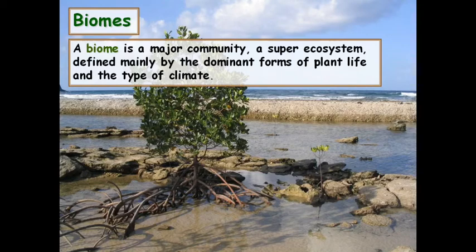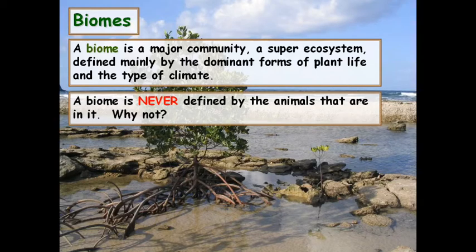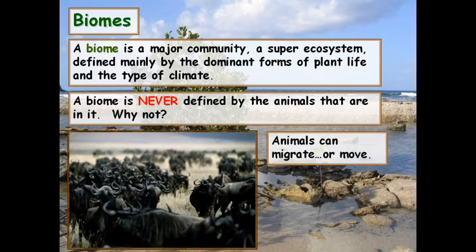So it's a major community, it's an ecosystem. It's going to be based on the plants and the climate. What's living there? It's not the animals, it's the plants, the things that are permanent. Animals can move. But the plants, they're rooted in. They're pretty much there. The weather is pretty constant in an area. So, like I said, animals can move, so we don't base a biome on the animals that are there. It's based on the plant life and the climate, the things that are permanent.